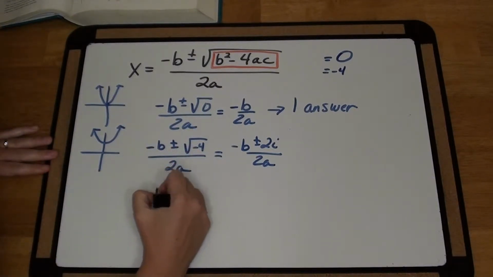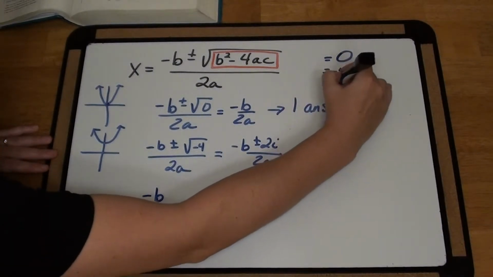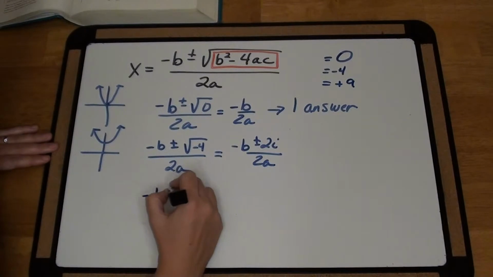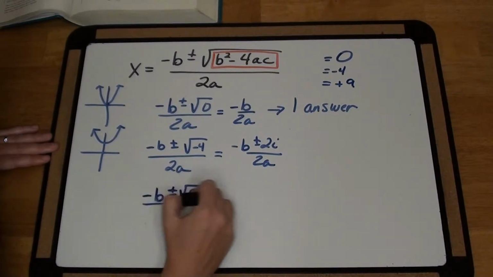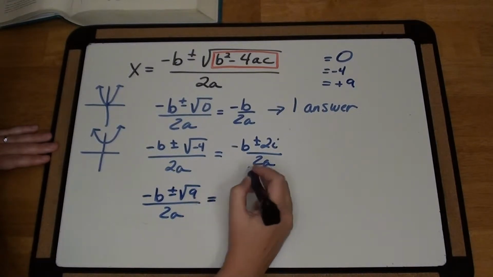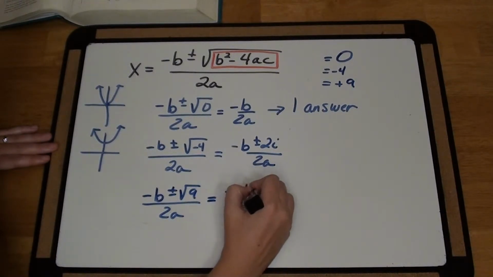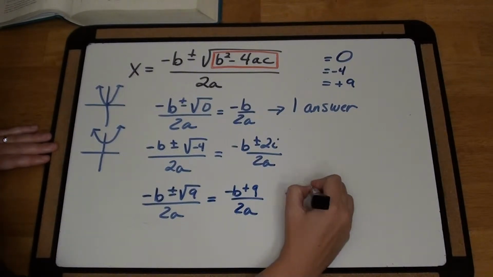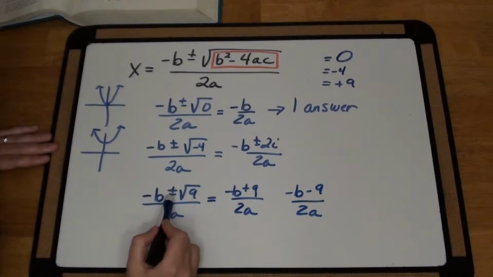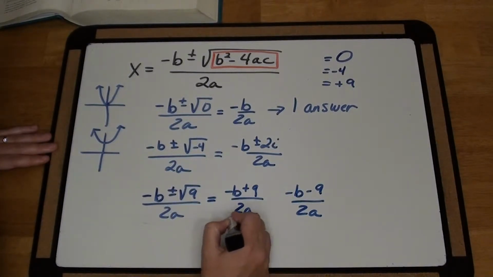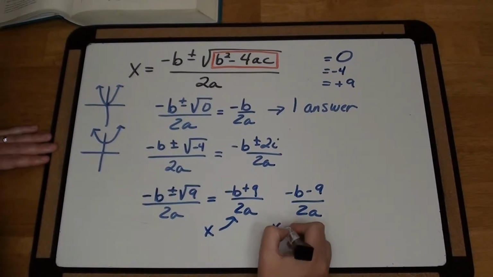So let's say that it equals positive 9, okay? So the opposite of b plus or minus the square root of 9 all over 2a. Well, what's that going to give us? That's going to give us the opposite of b plus 9 over 2a and the opposite of b minus 9 over 2a. I'm basically taking this plus or minus and separating it up into two solutions. So x could be this, or x could be that.